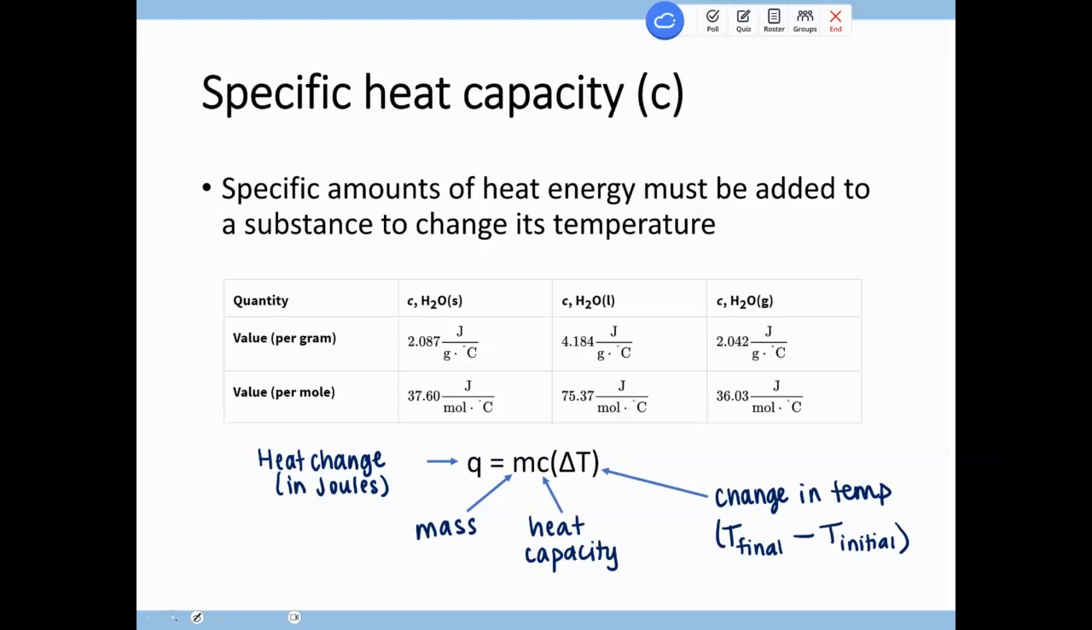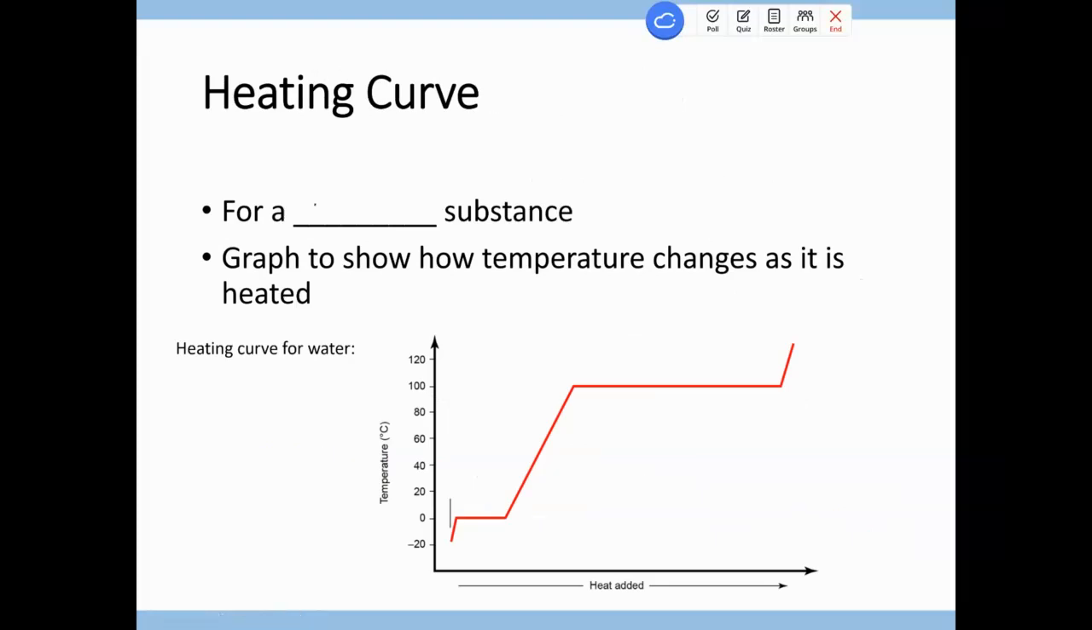Each substance has a heating curve. This is for a pure substance, so no mixture. This is a graph to show how temperature changes as heat is added. So we have temperature change on the y-axis, heat being added on the x. This is the heating curve for water. If we just look down here, the substance is starting at about negative 20 degrees Celsius. What form is H2O in here? Solid. It's ice.